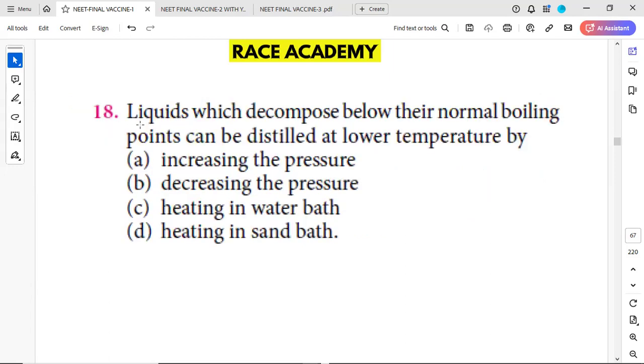Next, 18th question. Liquids which decompose below their normal boiling point can be distilled at lower temperature. It's a conceptual one. The reason behind that is decreasing the pressure. When the pressure is decreased, automatically the boiling point also decreases. So for the 18th question, the second option is the right answer. The boiling point gets lowered at low pressure.